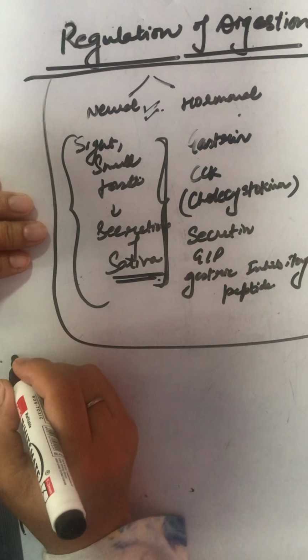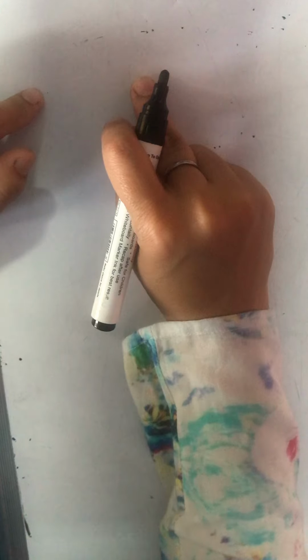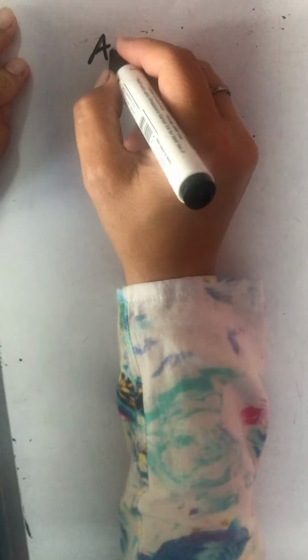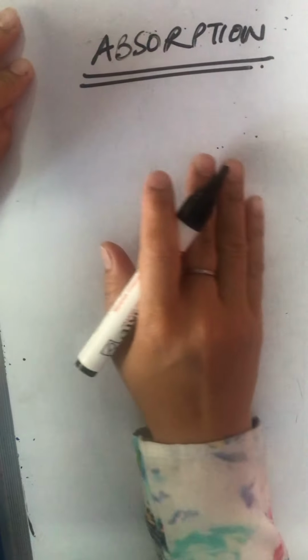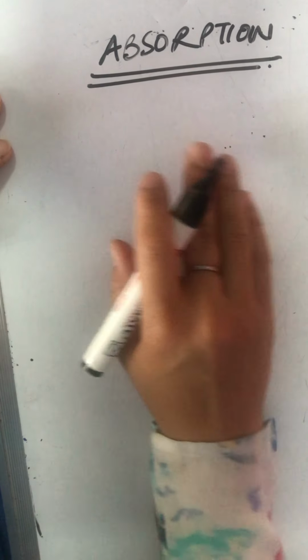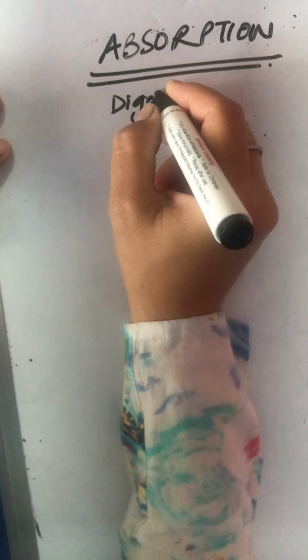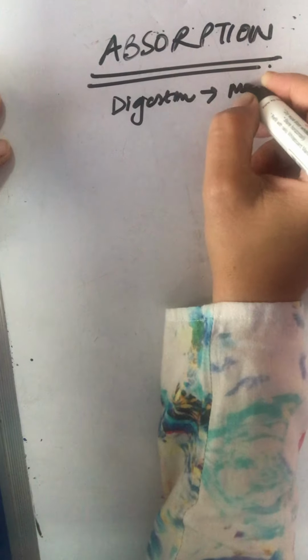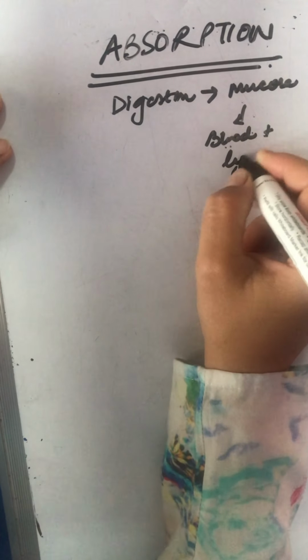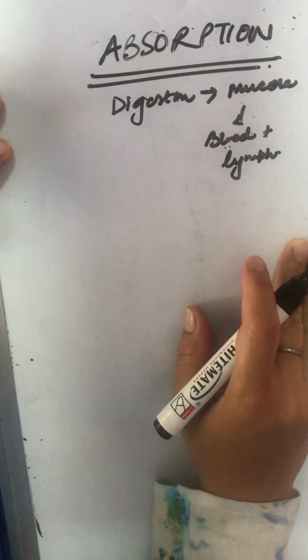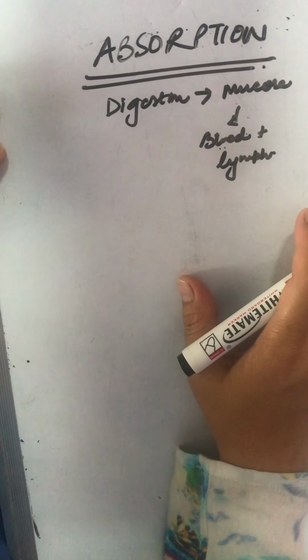Clear? When we are moving to absorption, how absorption takes place, we say absorption is a process when the digested food moves into the body or enters the blood directly. It is a process by which products of digestion are passed through the intestinal mucosa and enter the blood or lymph. Right. Now, what do we know? How will this absorption of all the digested food take place?